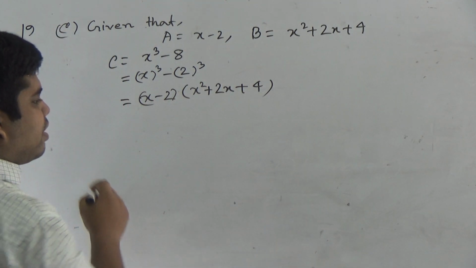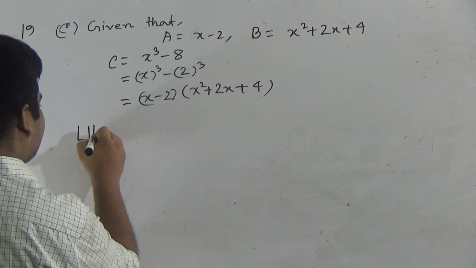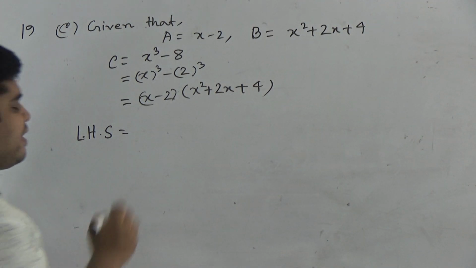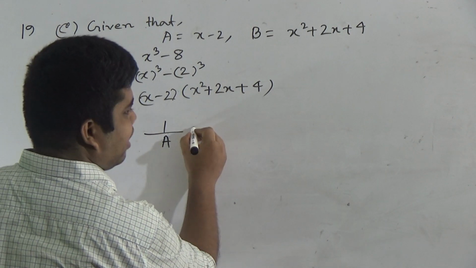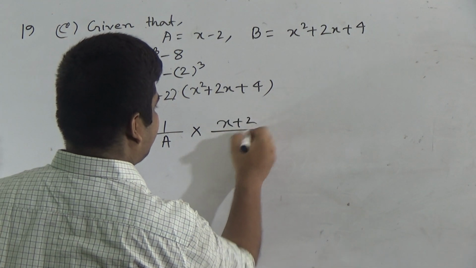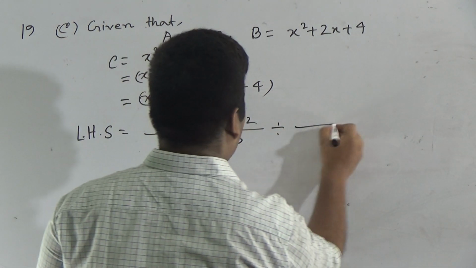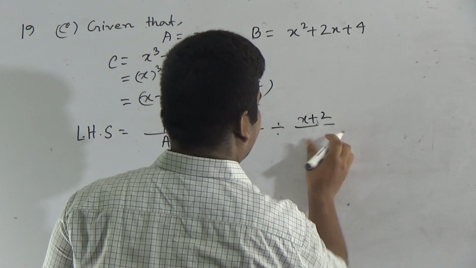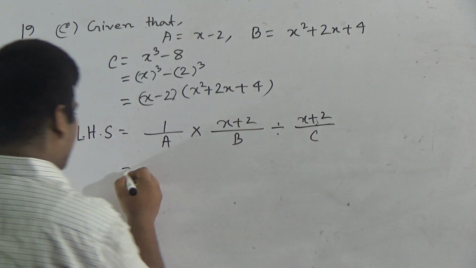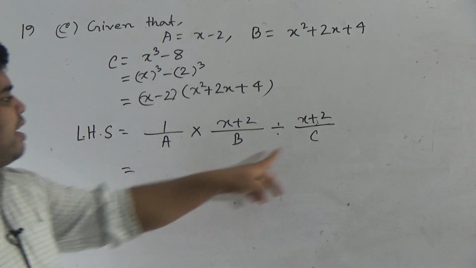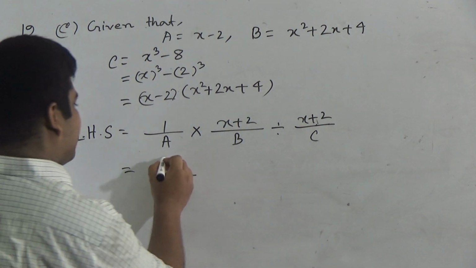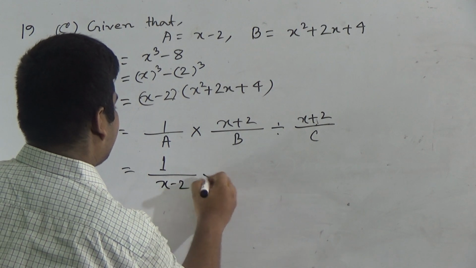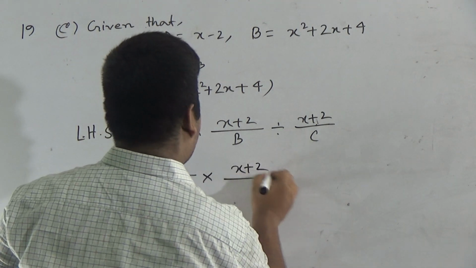Now we shall solve question number C. Here left hand side. LHS means left hand side. Here left hand side is 1 by A multiply (x plus 2) by B divided by (x plus 2) by C. Now we put the value of A, B and C in the given expression. That means 1 by, what is the value of A? x minus 2. Now we put x minus 2 multiply x plus 2. What is the value of B?